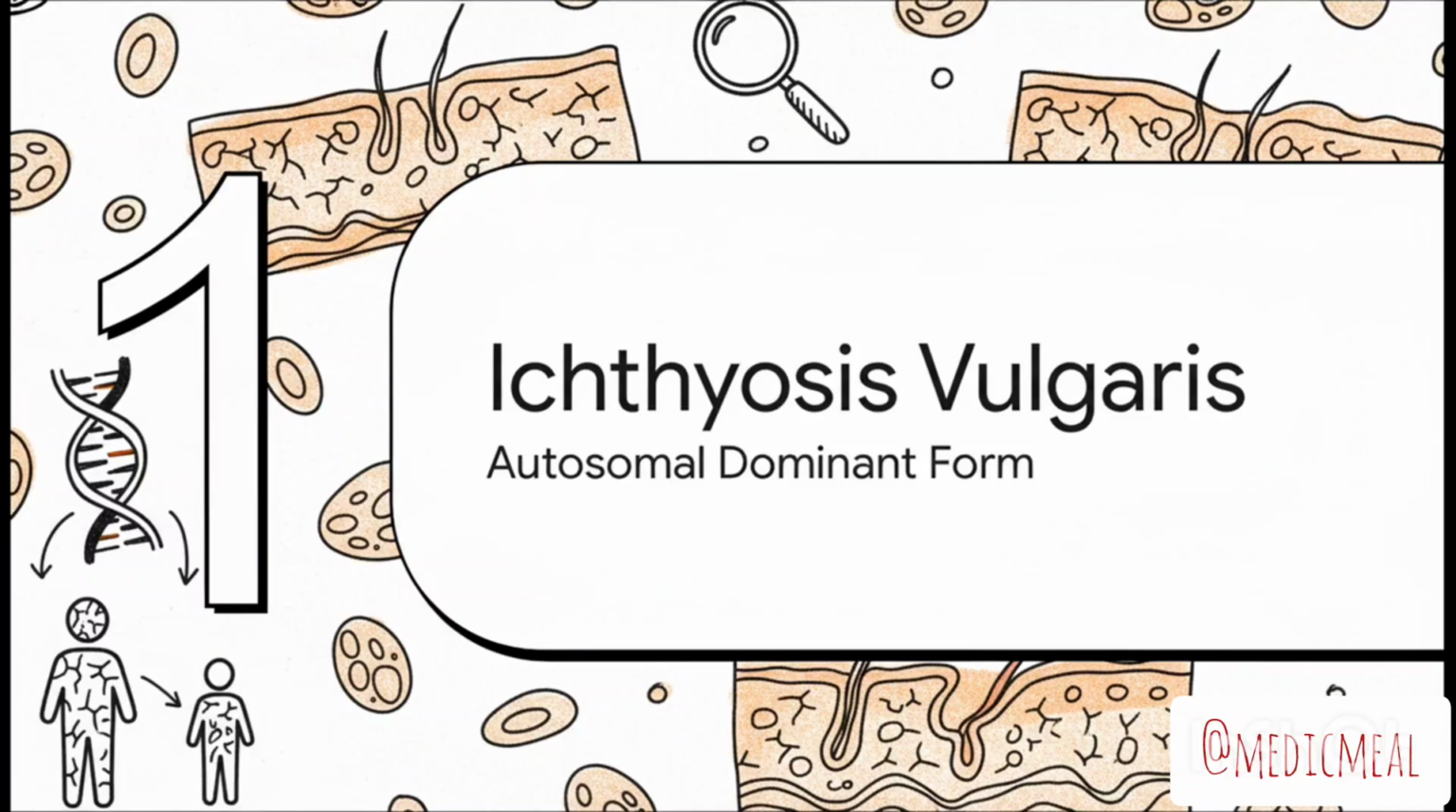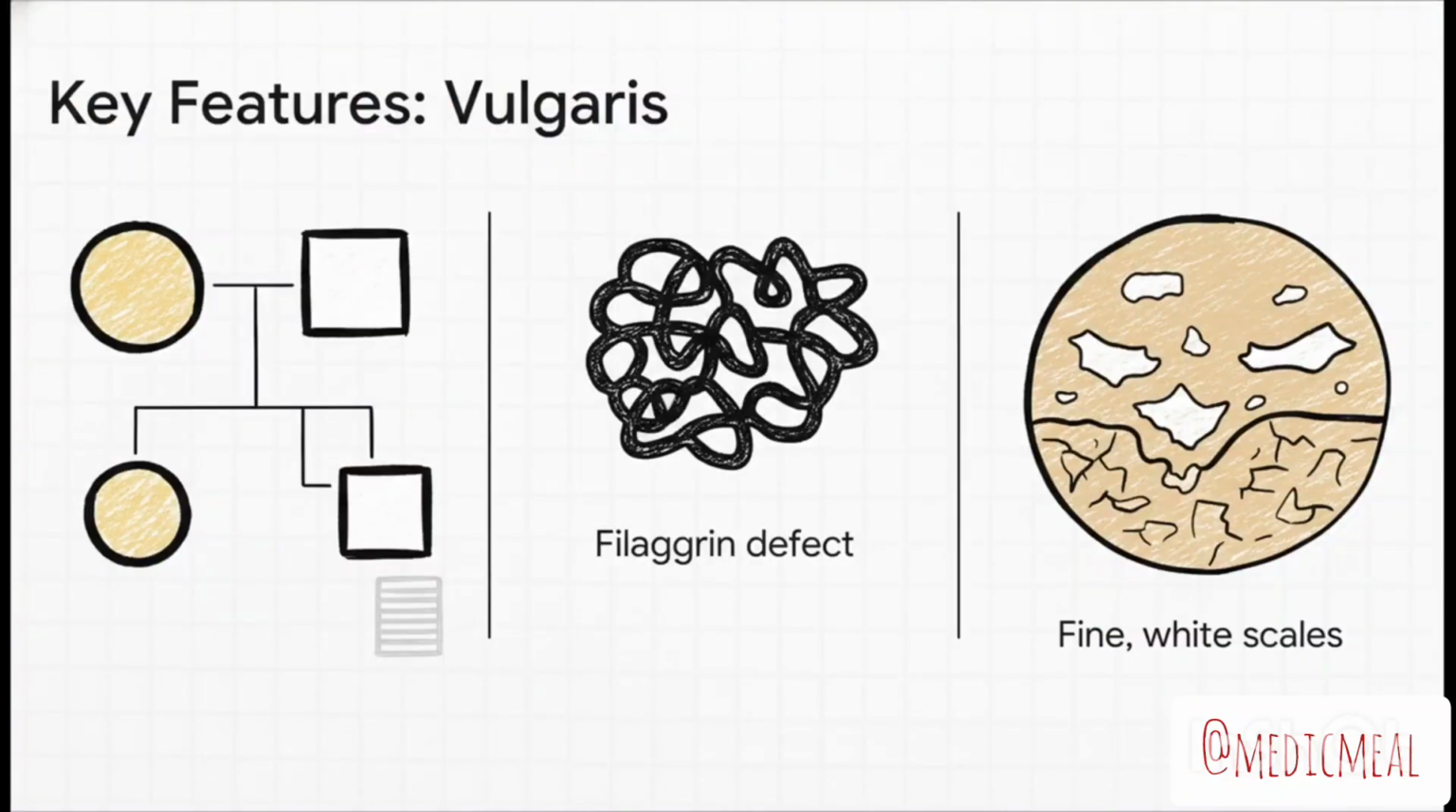All right, let's start with our first subtype, ichthyosis vulgaris. This is the autosomal dominant form, and you're going to see this one the most. It's the most common of the bunch. So, we already said the inheritance is autosomal dominant. The genetic driver behind this is a defect in the profilaggrin gene. And you know how crucial filaggrin is, right? It's essential for pulling those keratin filaments together and maintaining the integrity of the epidermal barrier.